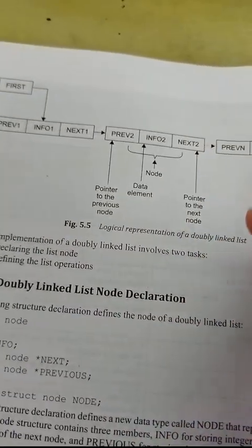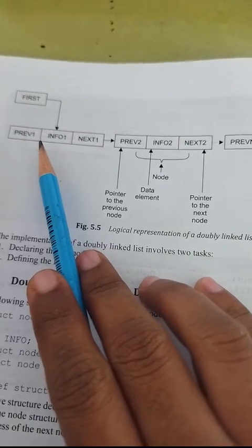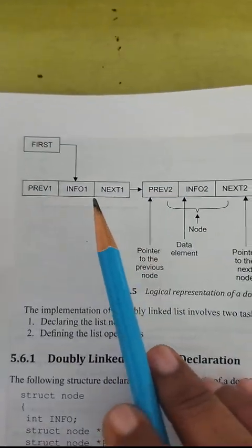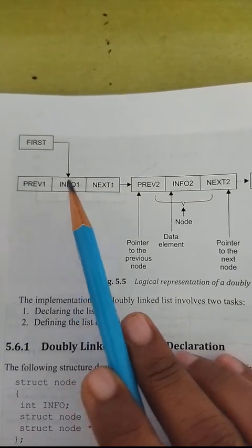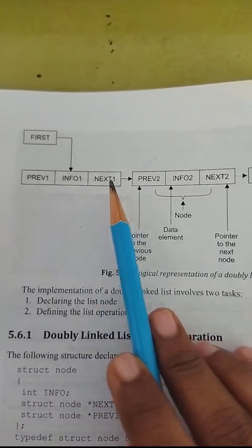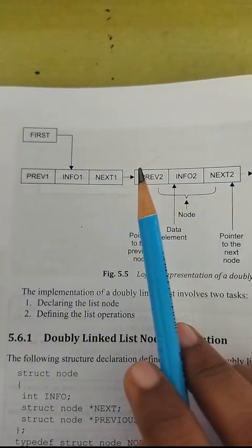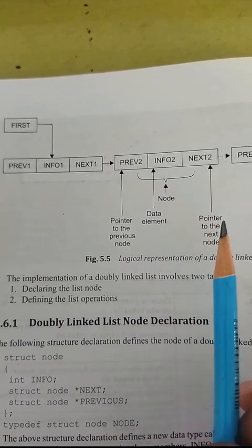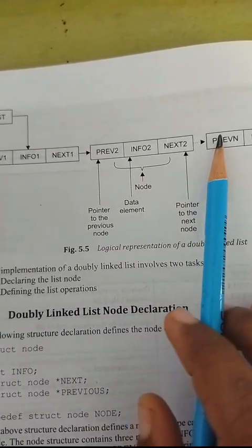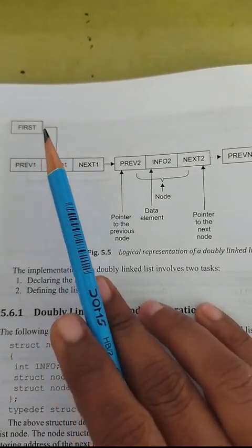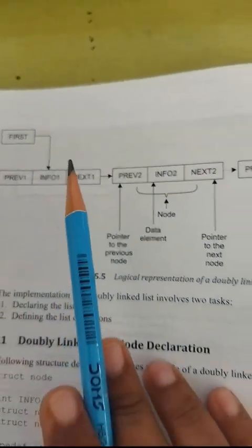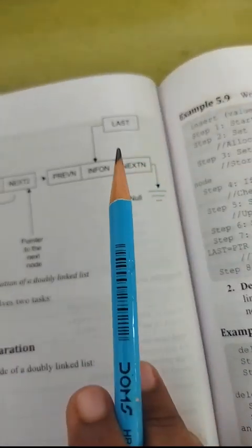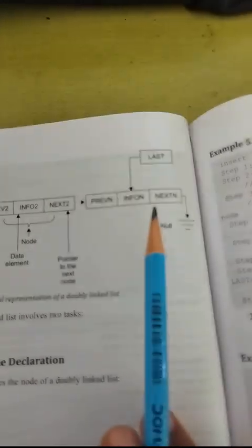This is the logical representation of doubly linked list. Here, this is the first node, second node, third node. This is the previous part, info part and next part. The previous part is a pointer to the previous node. The info part contains the data element. The next part contains the pointer to the next node, it contains the address of the next node. First is a pointer, it points to the first node. Last is a pointer, it points to the last node.